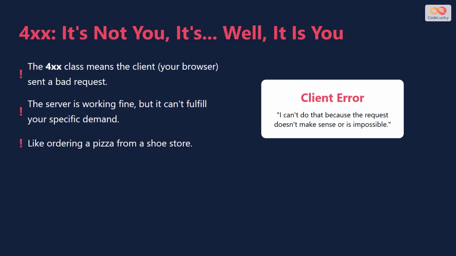The 400 family represents client errors. This is the server's way of saying, "It's not me, it's you." It means the request sent by your browser was somehow incorrect, or it asked for something that simply cannot be done.